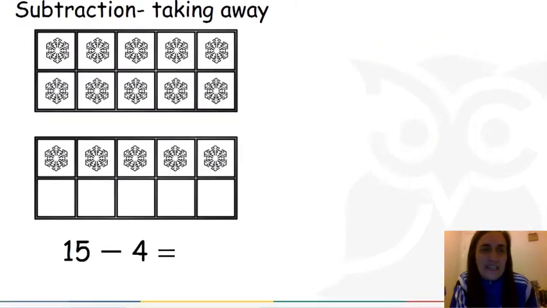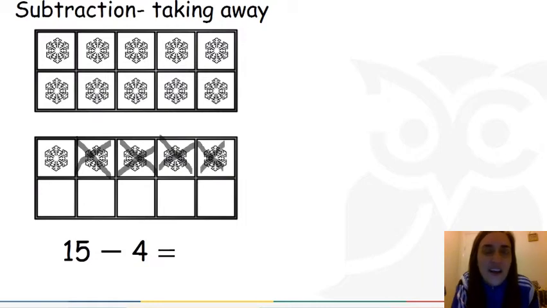So my number sentence would look like this. We've got 15, then we take away 4. And the answer is, it equals 11, we said. 1 10 and 1 1. Look at that amazing number sentence showing our super subtraction.